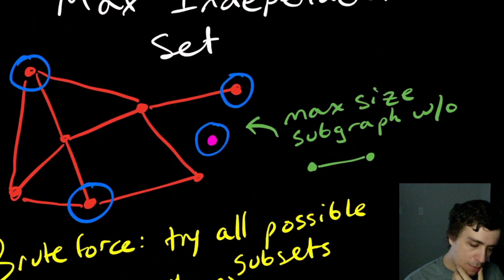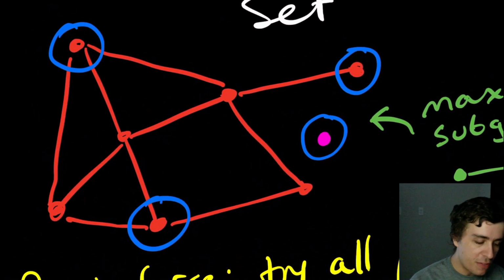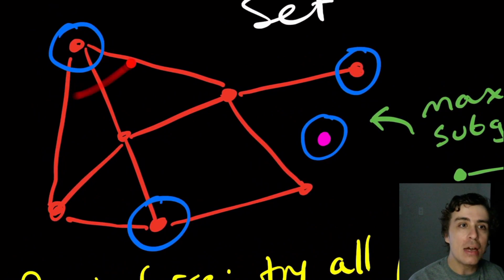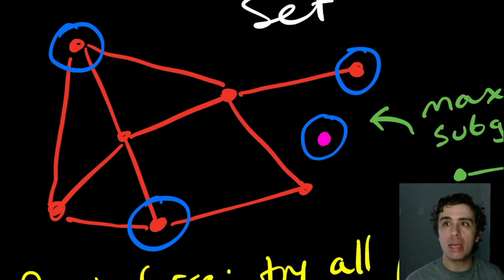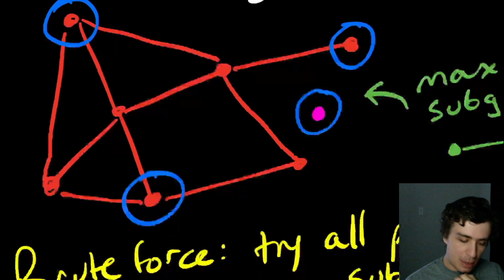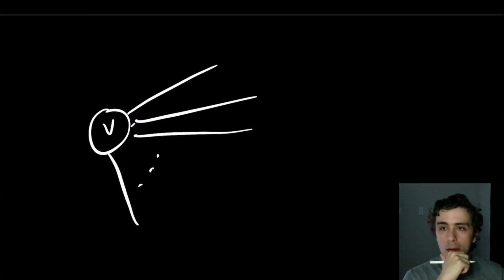So the case that I want to think about is when a vertex has 3 or more things that it's connected to. If it has 3 or more, then what are we going to do? Let's think about what this vertex has. Let's say that we have some vertex V right here, and it's connected to a whole bunch of stuff. Then what are we going to do?